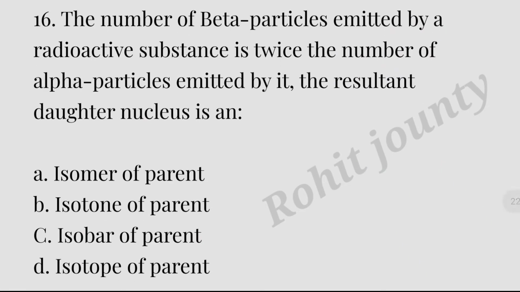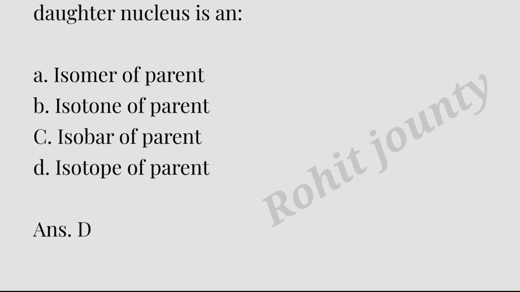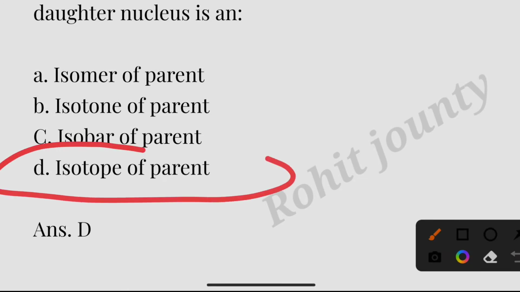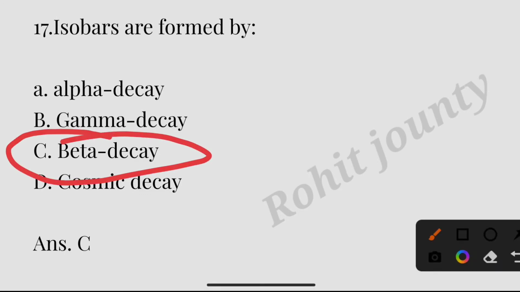Question number 16. The number of beta particles emitted by a radioactive substance is twice the number of the alpha particles emitted by it. The resultant daughter nucleus is an option A isomer of parent, option B isotone of parent, option C isobar of parent, option D isotope of parent. The correct answer is option D isotope of parent. Question number 17. Isobars are formed by option A alpha decay, option B gamma decay, option C beta decay, option D cosmic decay. The correct answer is option C beta decay.